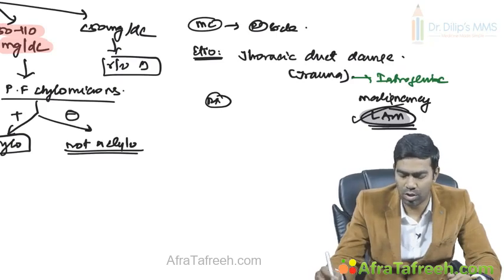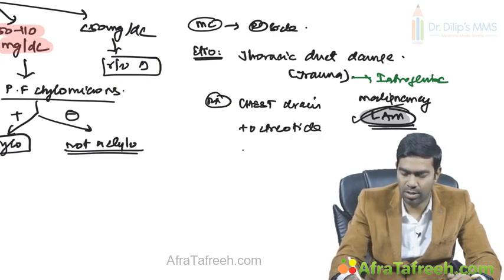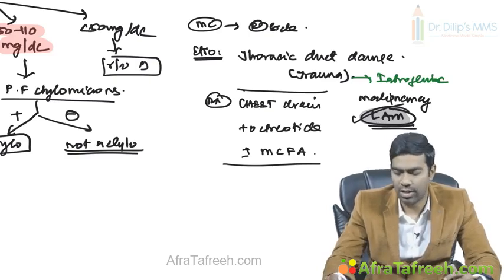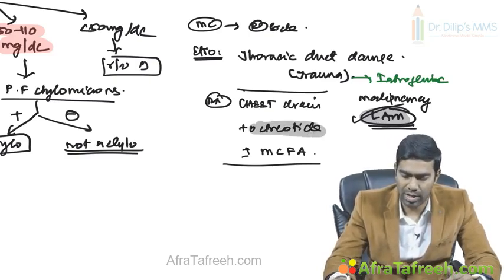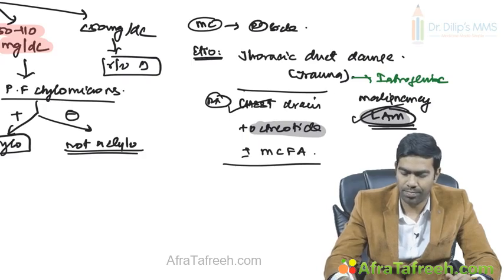And treatment wise, you can put an ICD here. In the sense, I should not write an ICD anymore, so you can write this as a chest drain. At the same time, we can use octreotide plus or minus medium chain fatty acids, MCFA. So these are the general treatment. Octreotide is to reduce the chyle output. That's the reason why we give octreotide. Apart from that, the chest drain is to drain the pleural fluid.